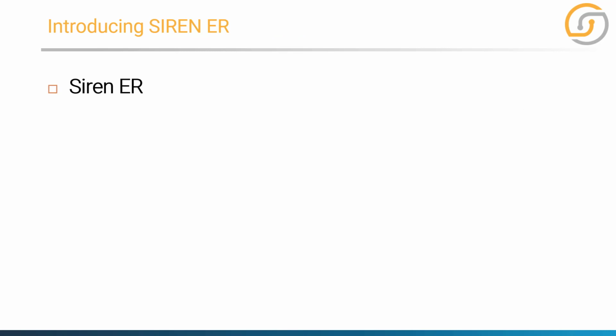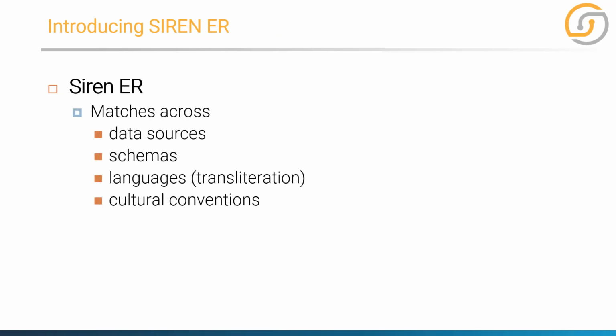The Siren Entity Resolution System is capable of matching across data sources, so database tables, Elasticsearch, etc., schemas, languages, and cultural conventions. For example, it knows of dozens of ways to write addresses and phone numbers.